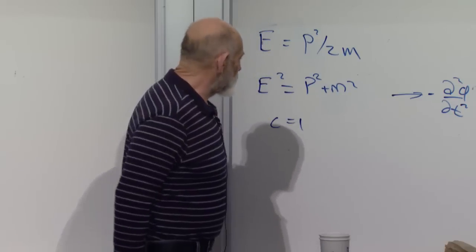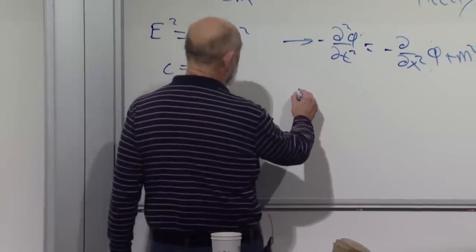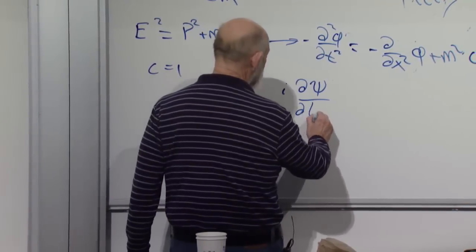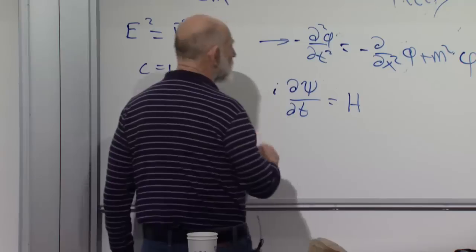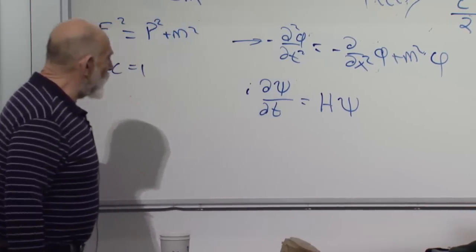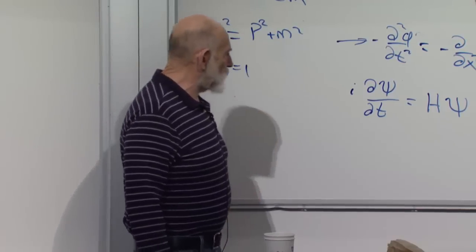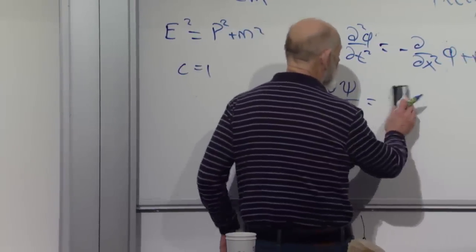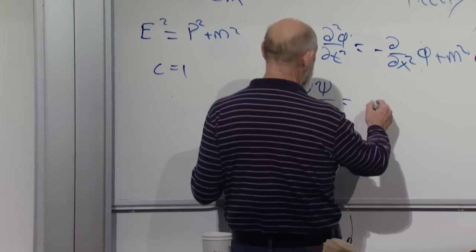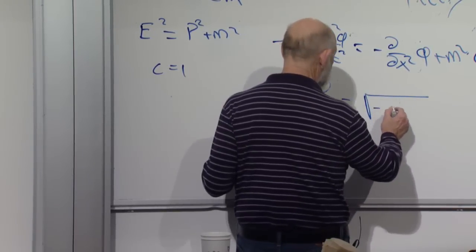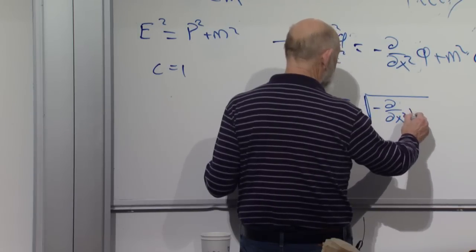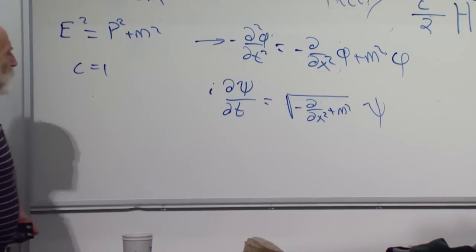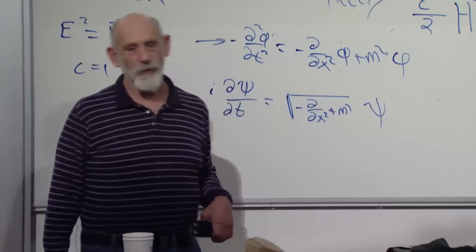Okay. So he wants an equation that reads i d psi, now it's not a field operator, it's just a wave function for an electron, by dt is equal to some h, some operator on psi. What kind of an operator? Well, it's got to have the momentum. It's got to have the mass. He could just put here the square root of p squared plus m squared and then write the following strange equation. i d psi by dt is equal to the square root of p squared, which is minus d by dx squared, plus m squared, psi. What on earth does that mean? What does the square root of d by dx squared plus m squared mean? It doesn't mean very much.